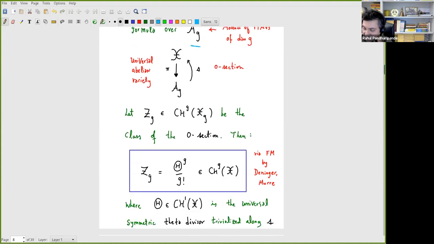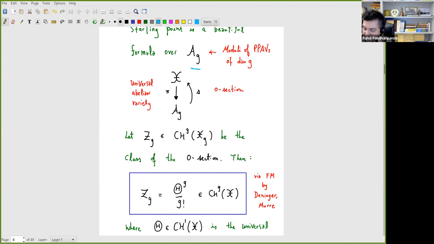And the beautiful formula is that this zero section is the power of a certain divisor class, the theta divisor. It's given by this formula, and that's a formula in Chow. This is proven by Fourier-Mukai. The standard reference is Deninger-Murre, and there are various treatments of this. If you want a treatment, I recommend the more recent version of the book Complex Abelian Varieties by Birkenhake and Lange.